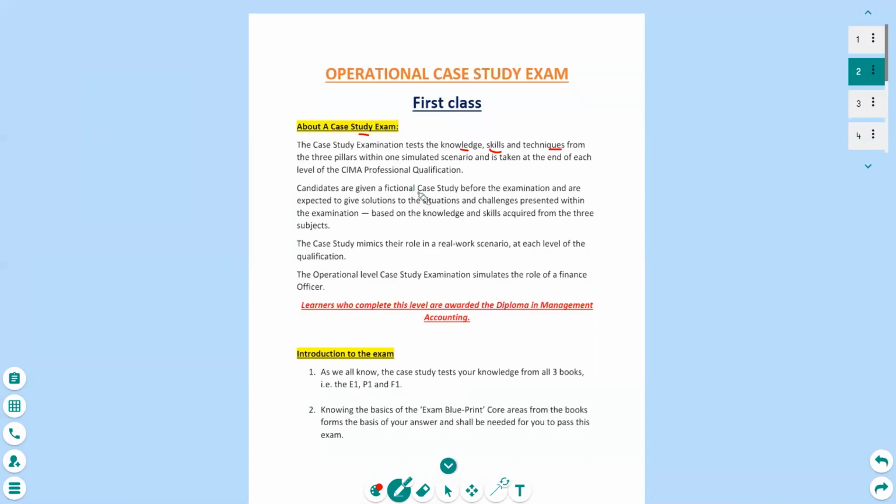Candidates are given a fictional case study. Like I said, you are given a fictional company. They can give you any company, which will obviously not exist in the real world, but it will be a company on which they will ask you questions. So they will give you a full 20 to 25-page document about a fictional company. They will give you all the details of that company that you're supposed to know.